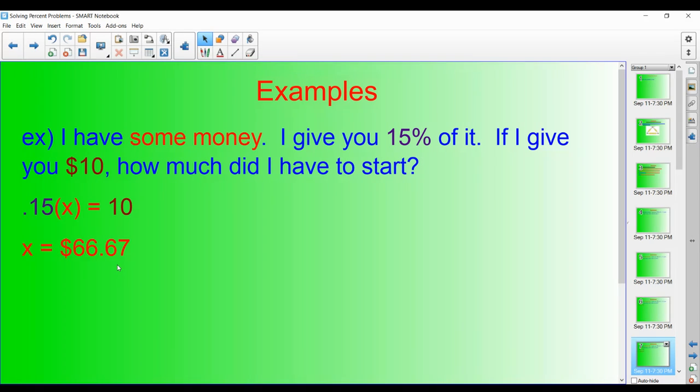And I have to think, does this answer make sense? Well, I started with more money. I gave you some of it. So I started with $66 and I gave you 15% of it. So that's how I solved for how much money I started with.